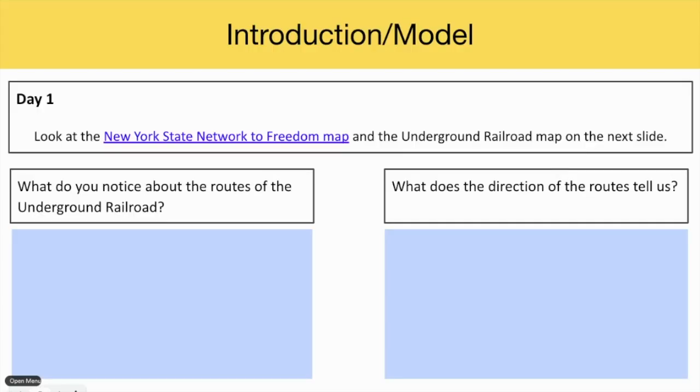For our introduction to model slides, we will take some time to build the necessary background that will help students engage with the sources in this lesson. First, you'll display the 2 Underground Railroad maps. Ask students to describe what they notice about the routes of the Underground Railroad. Students will make observations and then infer why enslaved people would be moving in the directions portrayed in the map. You might want to ask students, what does the direction of the routes tell us?